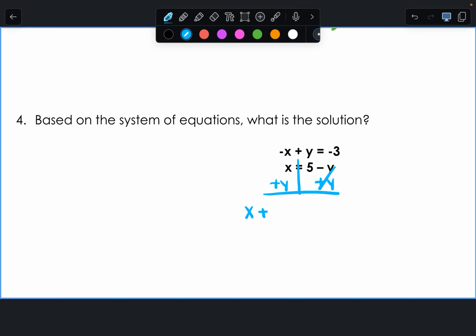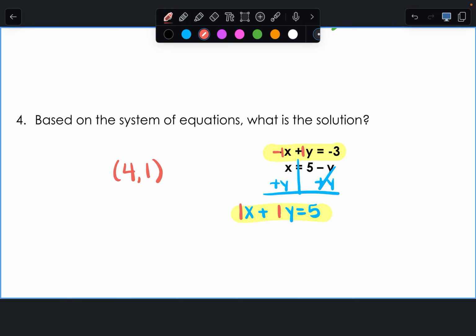You would get x plus y equals 5. And your two equations that you would put into the matrix are right there. Coefficients, -1. Don't forget it's a negative. Go to edit. -1, 1, -3. 1, 1, 5. So these two lines cross at 4, 1.